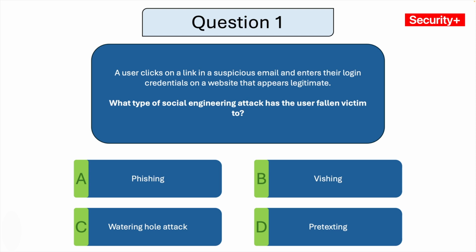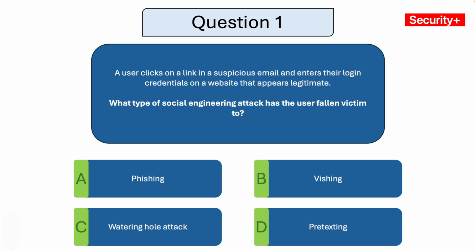But let's go ahead and start with vishing. So vishing is a social engineering attack that uses phone calls to trick victims into revealing sensitive information. So it's going to be using the phone. Then you have a watering hole attack, and that's an attack where legitimate websites that people frequently view are exploited. And then you have pretexting, which is creating a story to trick the victim into revealing information.